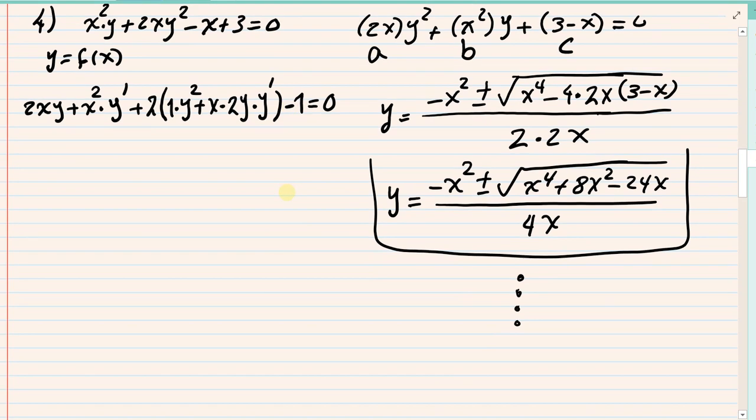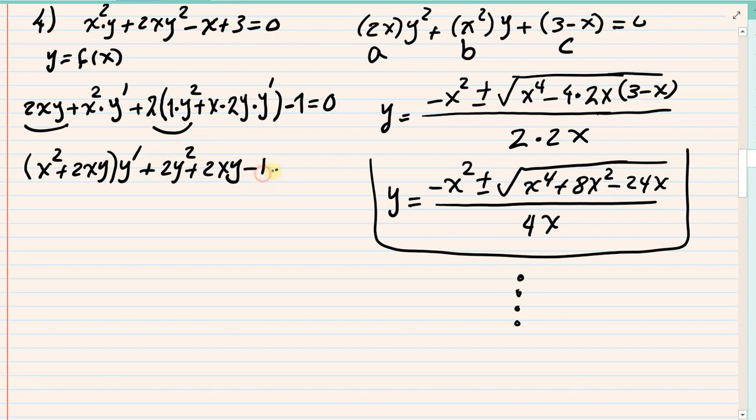Now let's tidy up this thing. I'm going to group my y primes together, and I'm going to write it as x squared plus 2xy plus 2xy, and then y prime. That takes care of the two terms having y prime in them. And then I'm going to combine the next two terms, this one and this one, together. That's plus 2y squared plus 2xy minus 1 equals 0.